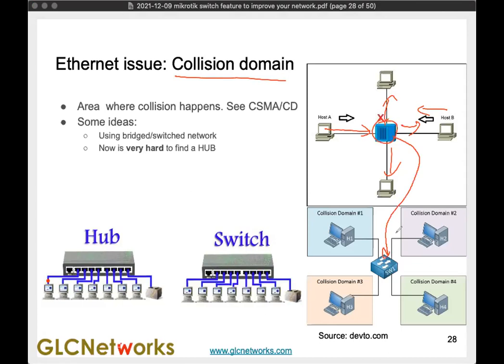In order to eliminate the collision domain, we replace the hub with a switch. We have an animation here actually, but it's not working because this is a PDF. But never mind. With the switch, we can split the collision domain per port. So this is a very massive improvement. Now it's very hard to find a hub. A switch is very cheap now.